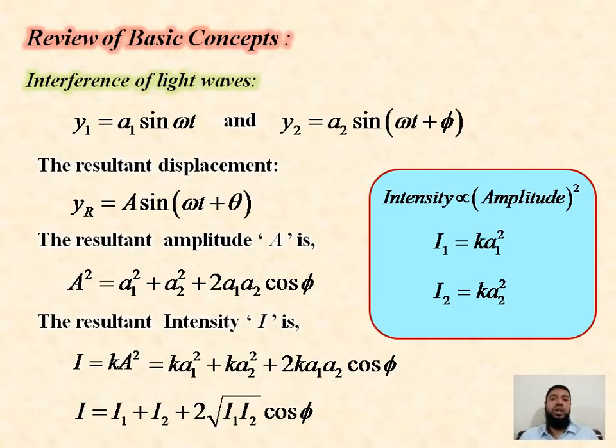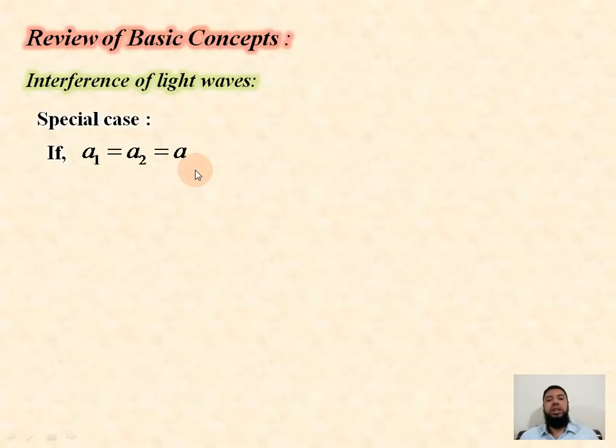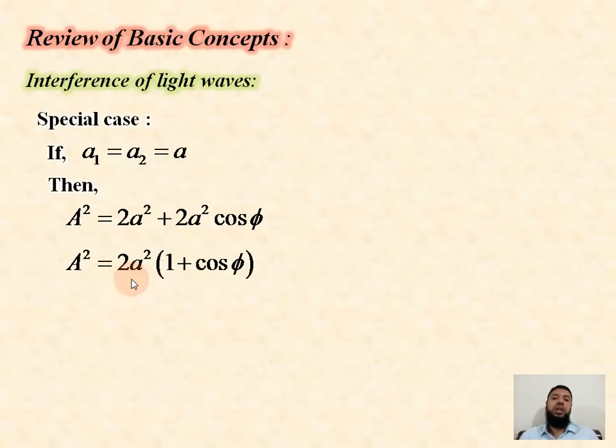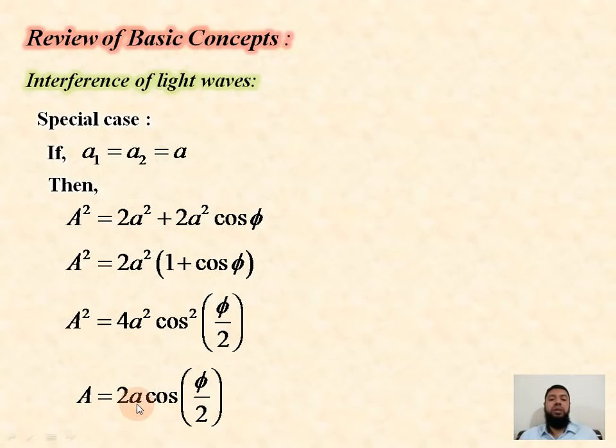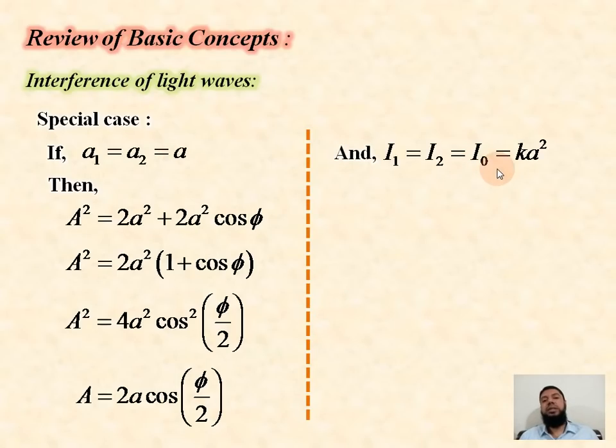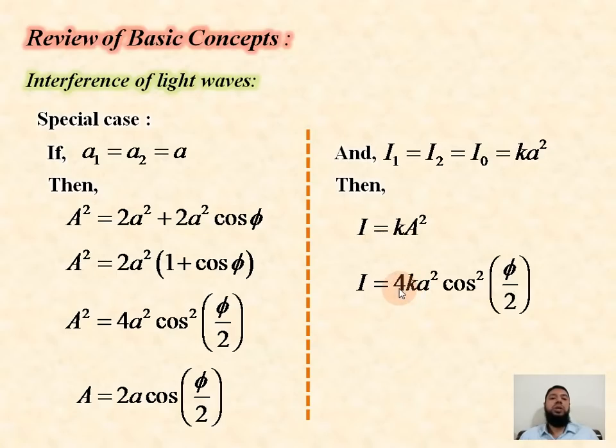Now let's recall the special case we have studied. If the amplitudes are equal, then the resultant amplitude is a square plus a square plus 2a into a, that is 2a square cos phi. Taking 2a square common, 1 plus cos phi, which is nothing but 2 cos square phi by 2. On substituting, 4a square cos square phi by 2. Then the resultant amplitude is 2a cos phi by 2. What about the intensities? As the amplitudes are equal, the intensities are also equal. It is equal to k a square. If I represent it by I naught, then the resultant intensity k a square is equal to 4 k a square cos square phi by 2. k a square is the intensity of the incident wave I naught. Then replacing, I is equal to 4 I naught cos square phi by 2.